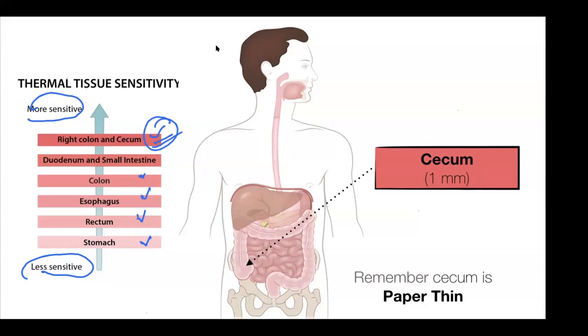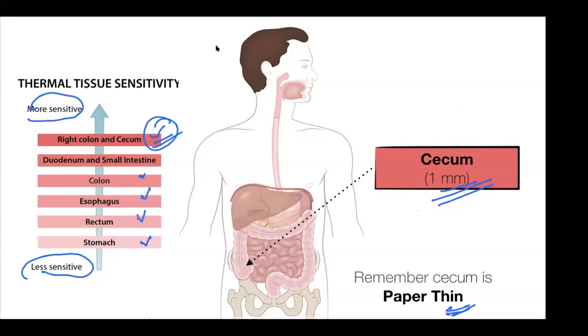So if you put, say, for example, 20 watts to the cecum and 20 watts to the stomach, you'll see a lot more damage in the cecum. So that is something to keep in mind. You also want to keep in mind that the cecum can be very, very thin, especially if you distend it, right? If you listen to Jerry Way's talk, he will say that the cecum is about the size of 2 dimes put together, and it can become thin if you distend it. Remember that the cecum is papery thin.